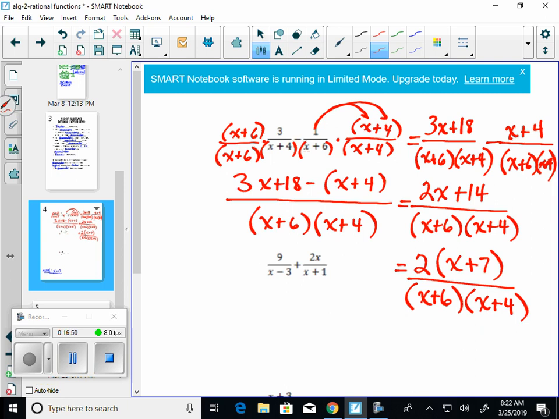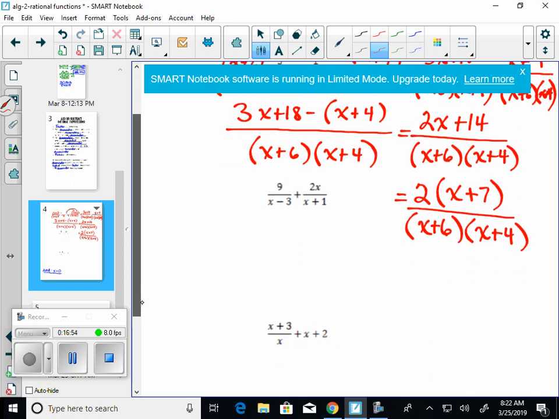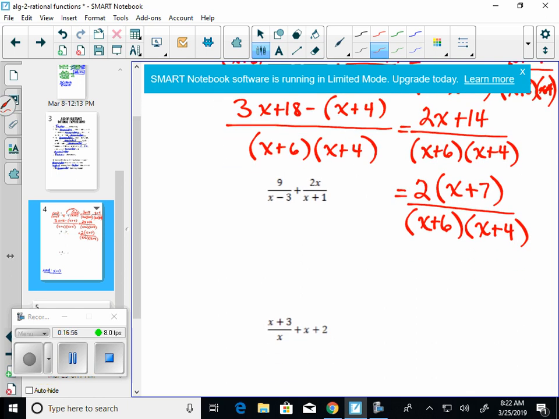Will anything reduce? No. Even though I went ahead and factored out that 2, trying to get something that would match, it doesn't. So either one of these is going to be sufficient to say it's simplified. Either one will be fine.